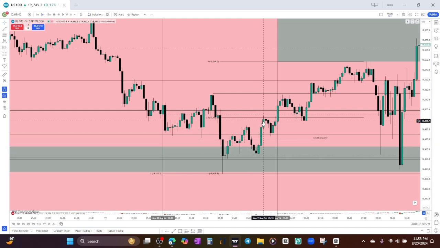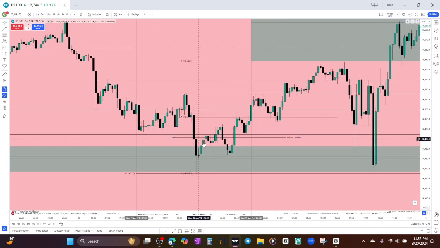We have momentum. It's very clear that we have displacement here. We create a fair value gap, sorry, a balanced price range here. We break this short-term high, right? And we have these consecutive down close candles creating an order block, right? So why not wait here?